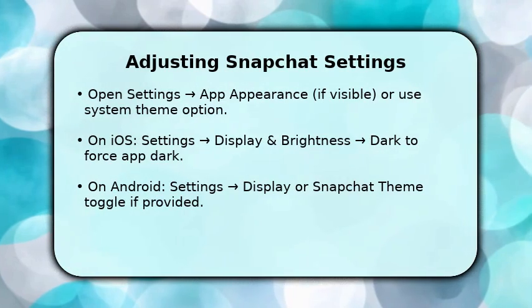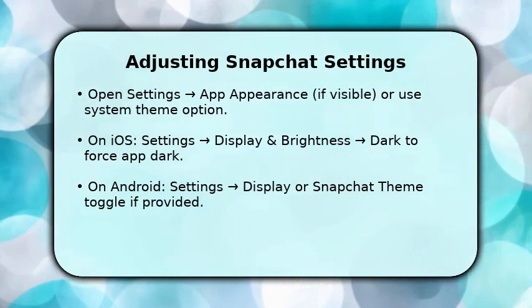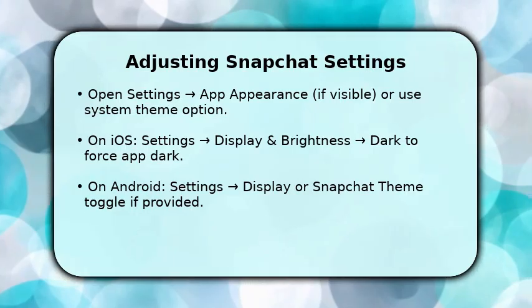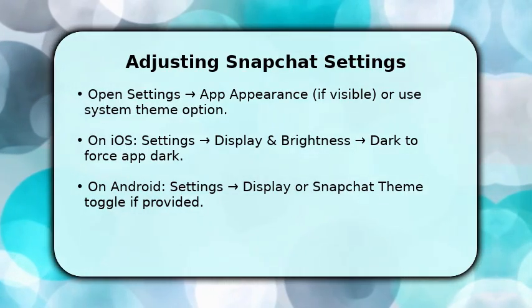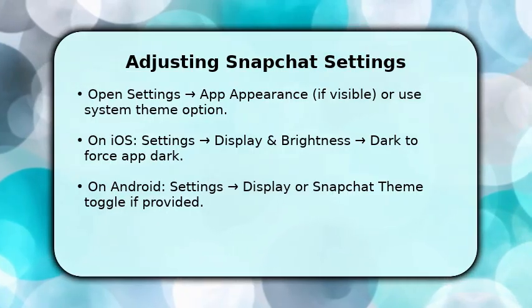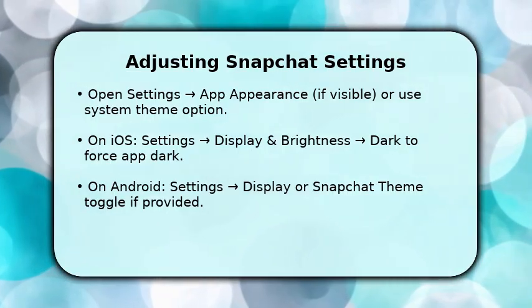Now you'll toggle the theme inside or via system settings. If Snapchat shows app appearance in settings, tap it and choose dark. This directly applies the theme. Once done, if that option is absent, switch to your device's system dark mode.